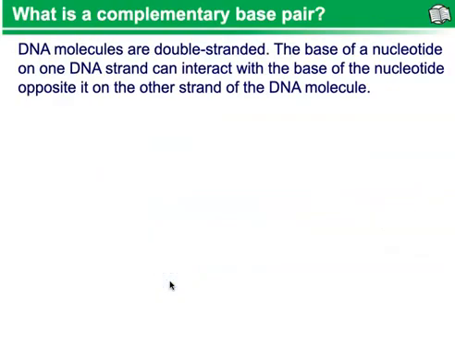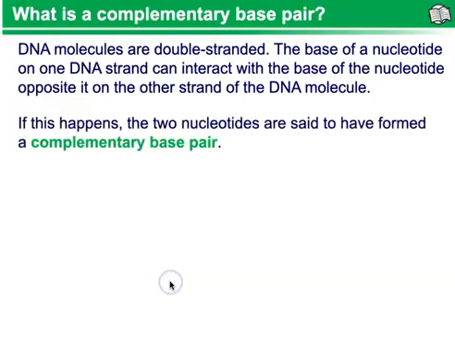What is a complementary base pair? DNA molecules are double-stranded. The base of a nucleotide on one DNA strand can interact with the base of the nucleotide opposite it on the other strand of the DNA molecule. If this happens, the 2 nucleotides are said to have formed a complementary base pair.